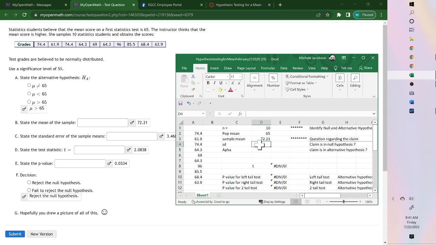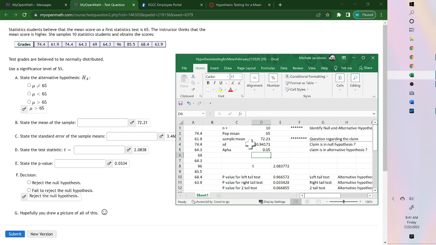Same thing, equals, and then we want standard deviation. It's the one with the S because it's a sample. You want to double click it, and then highlight your data. And our alpha, we wanted a 5% significance level, so 0.05.